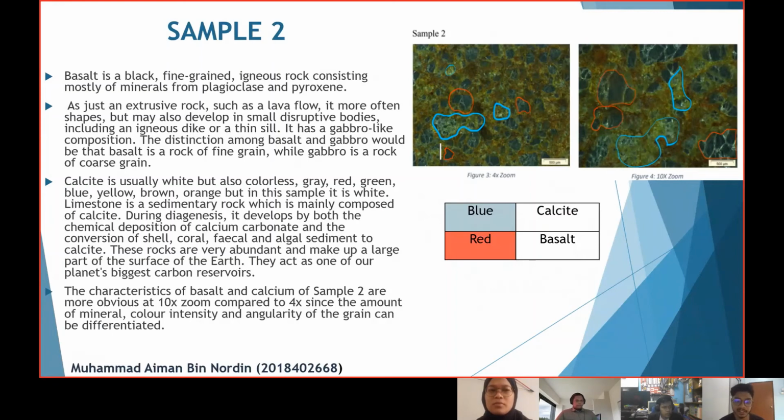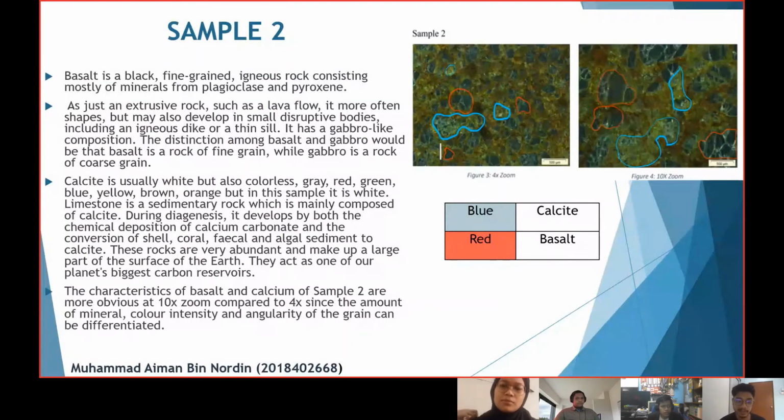As an extrusive rock, such as a lava flow, it more often forms this way, but may also develop in small intrusive bodies, including an igneous dike or a thin sill. It has a gabbro-like composition. The distinction between basalt and gabbro is that basalt is a rock of fine grain, while gabbro is a rock of coarse grain. Calcite is usually white but can also be colorless, grey, red, green, blue, yellow, brown, orange, but in this sample it is white.